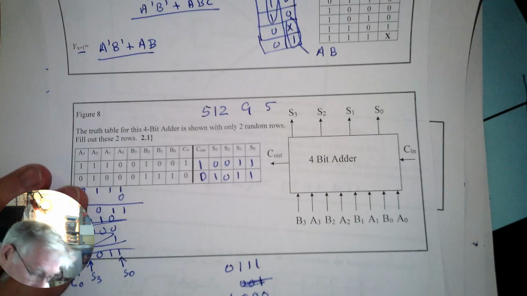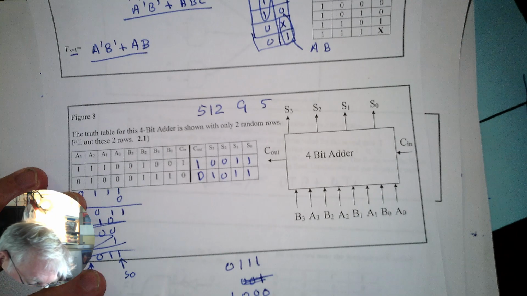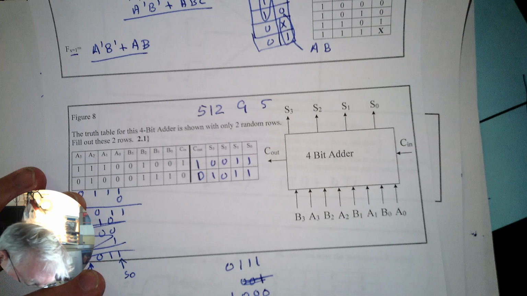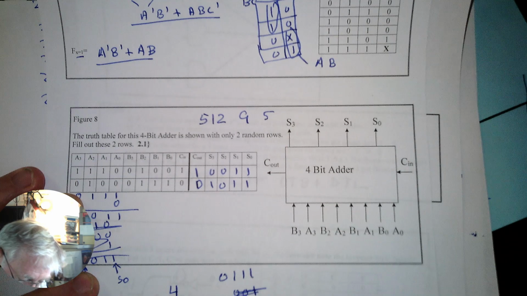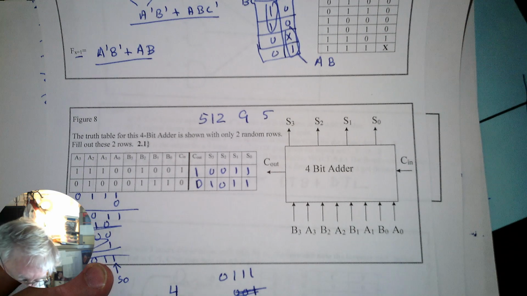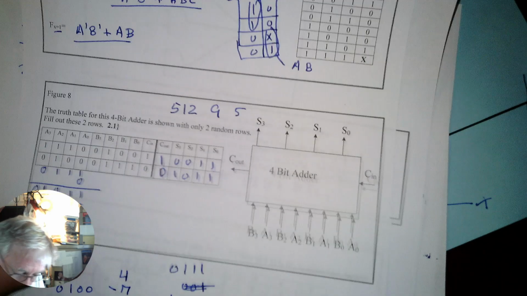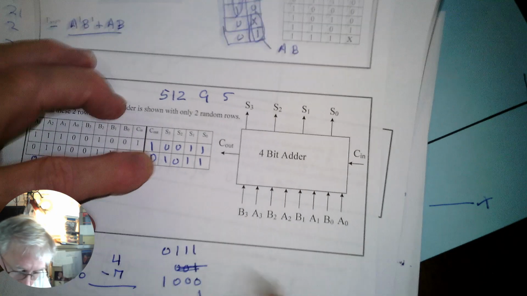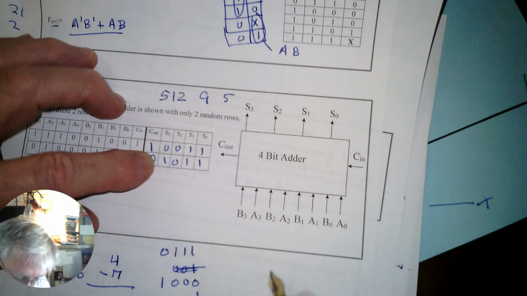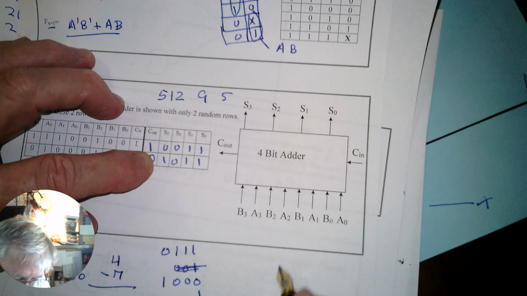And then our A value is 0100, or that's 4. So we have 4 minus 7. And what's that going to be? It should be minus 3, right? So let's see what we get. In this case, we only look at the 4 bits. We don't look at the carry out. We ignore it in 2's complement. So you have 1011.